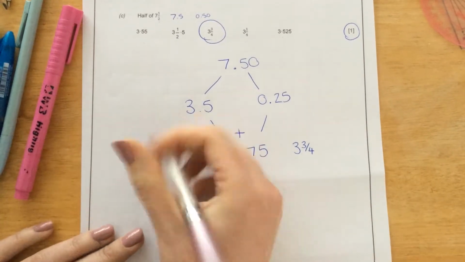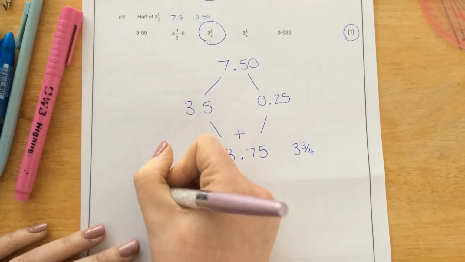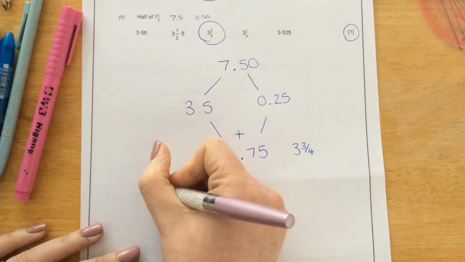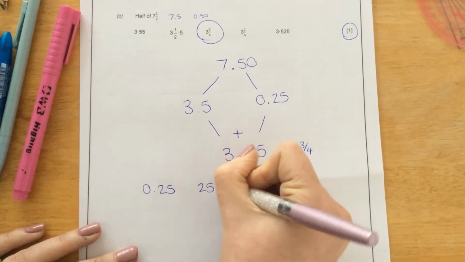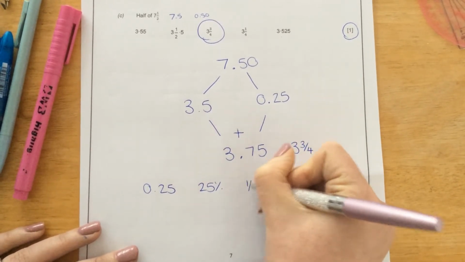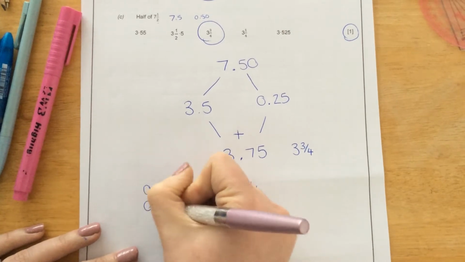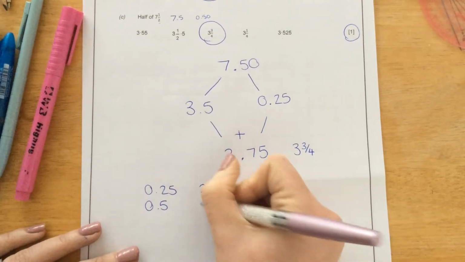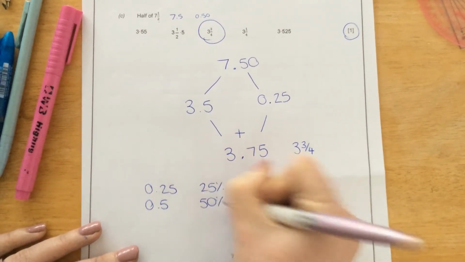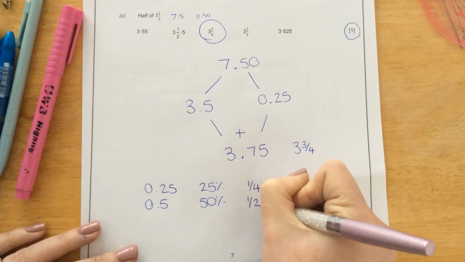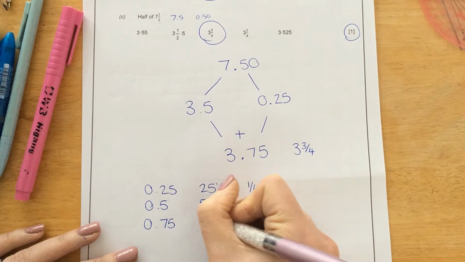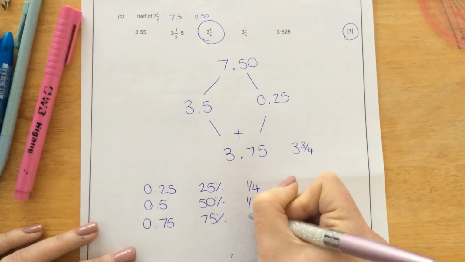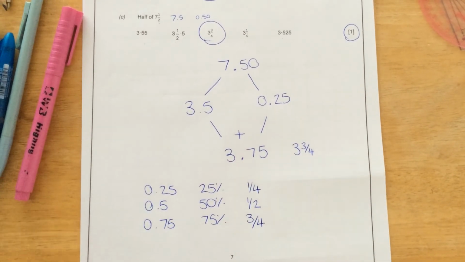You need to make sure you know your fractions, decimal and percentage conversions. So 0.25 is the same as 25%, which is the same as 1/4. 0.5 or 0.50 is the same as 50%, which is the same as 1/2. 0.75 is the same as 75%, which is the same as 3/4.